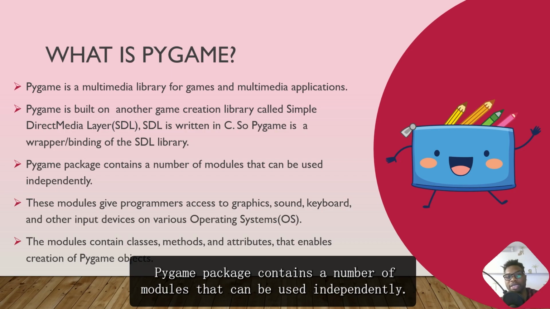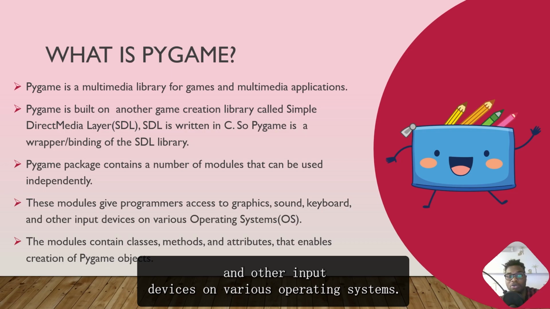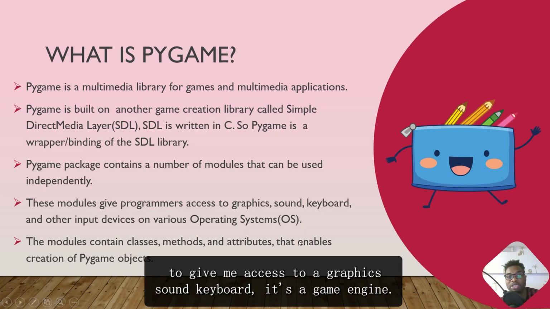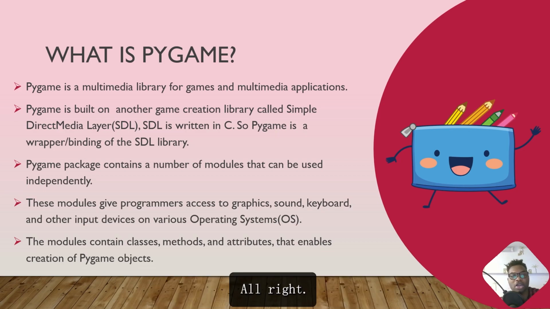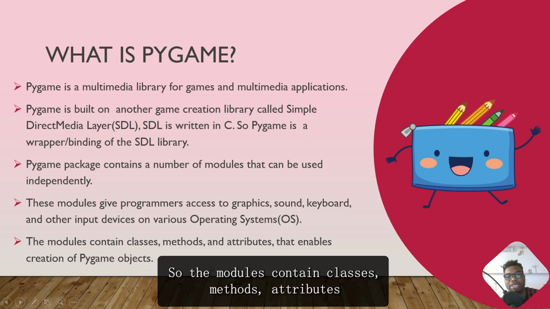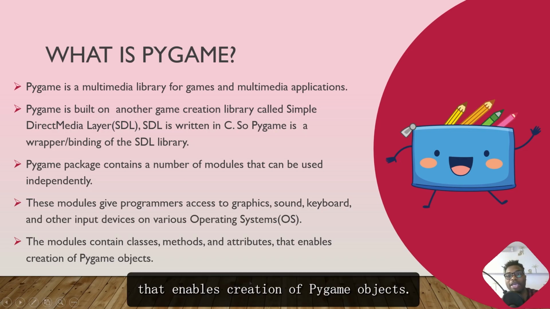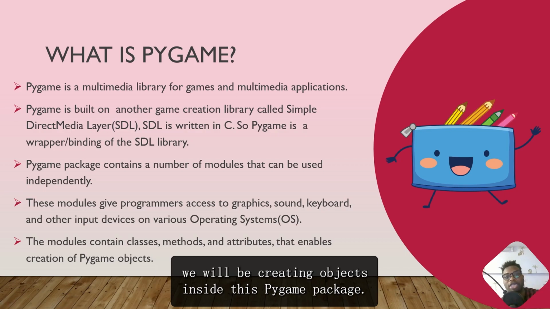The Pygame package contains a number of modules that can be used independently. These modules give programmers access to graphics, sound, keyboard, and other input devices on various operating systems. If Pygame is able to give me access to graphics, sound, and keyboard, it's a game engine. That's what a game engine offers. The modules contain classes, methods, and attributes that enable creation of Pygame objects. Later on, when we start working with Pygame, you will see that we will be creating objects.